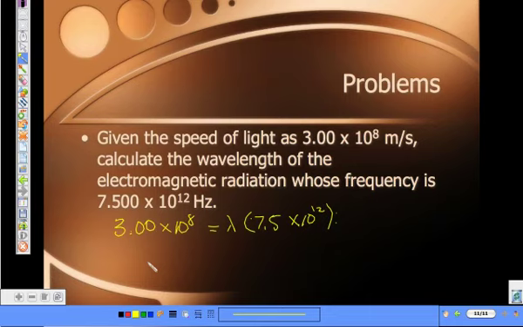Hertz is per second. So what do you get for lambda here? 4 times 10 to the negative 5th.